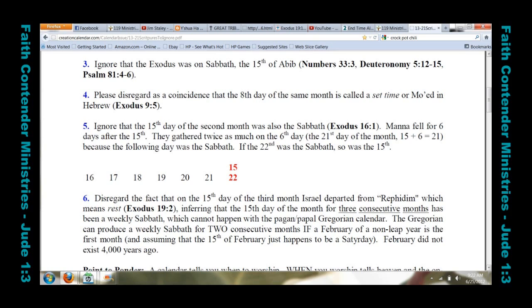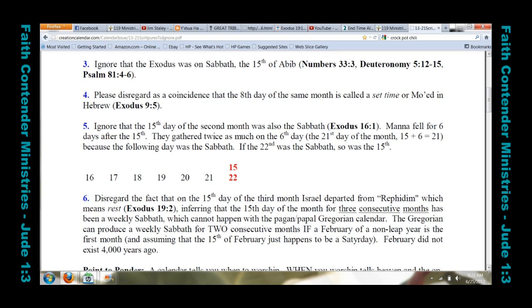But before I say anything more about that, I want to read the next thing. It says, "Disregard the fact that on the 15th day of the 3rd month, Israel departed from Rephidim, which means rest. Exodus 19:2. Inferring that the 15th day of the month for 3 consecutive months has been a weekly Sabbath, which cannot happen with the pagan papal Gregorian calendar. The Gregorian can produce a weekly Sabbath for 2 consecutive months if a February of a non-leap year is the 1st month, and assuming that the 15th of February just happens to be on a Saturday. February did not even exist 4,000 years ago."